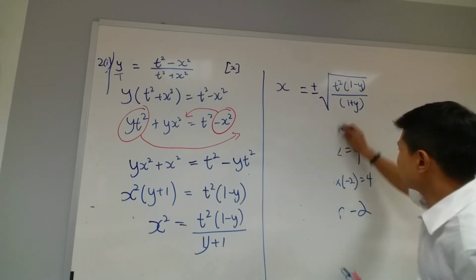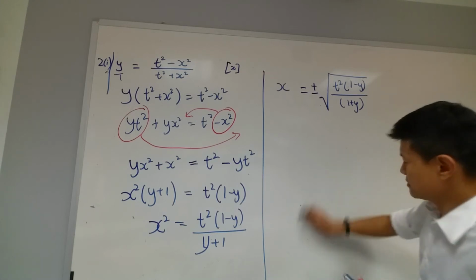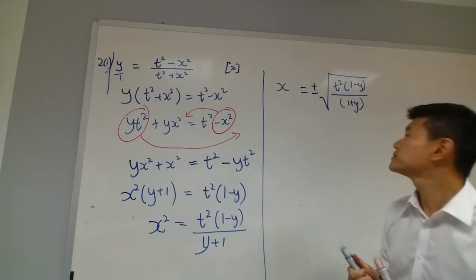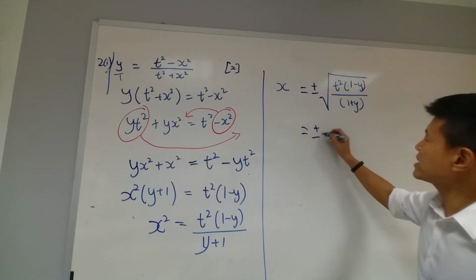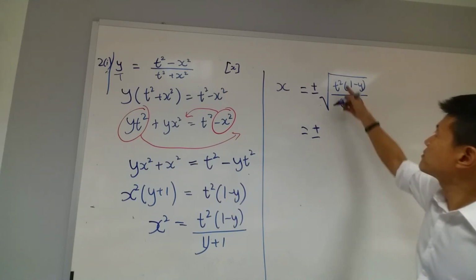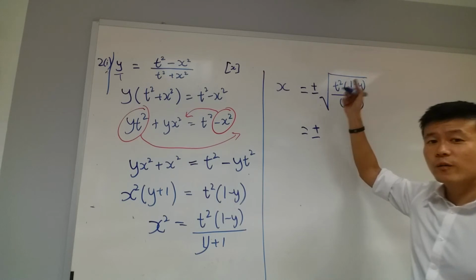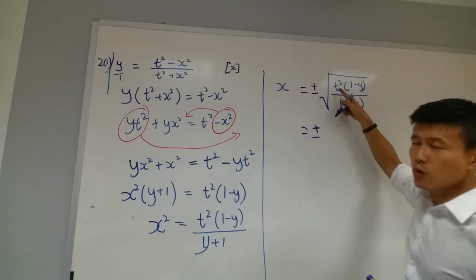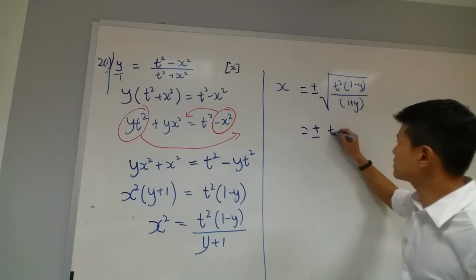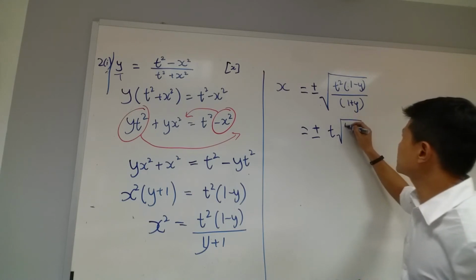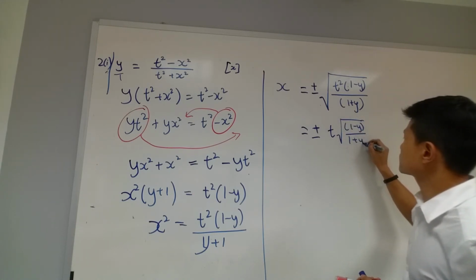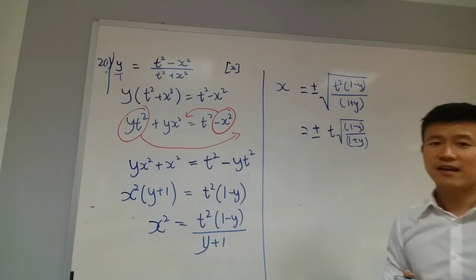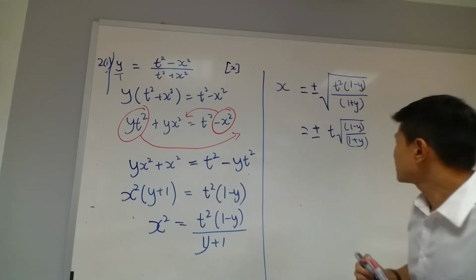Is this the end of it? Well, yeah, you could leave it like that, no problem. I would just take it one step further and say x equals plus or minus, because this is a t squared. When I take a square root on the t squared, it's just going to come out as a t, and then I leave it as a 1 minus y over a 1 plus y. And that would be my final answer.